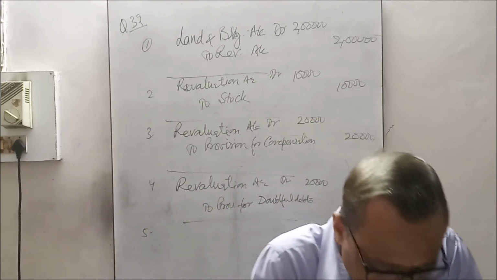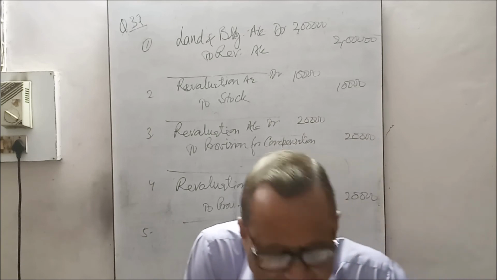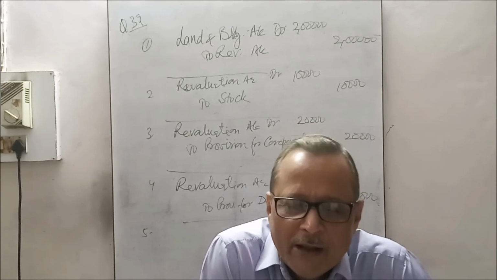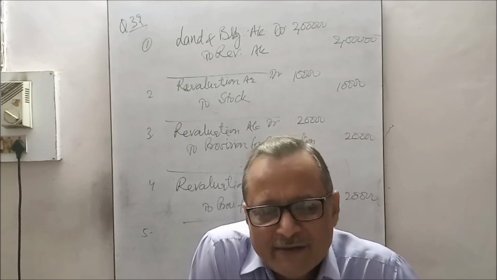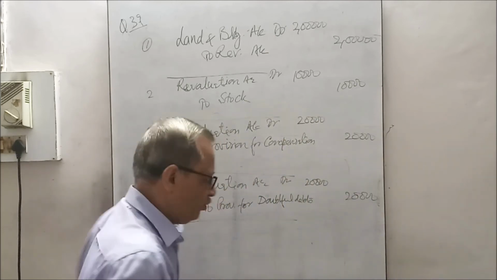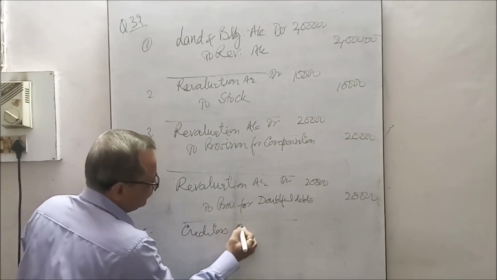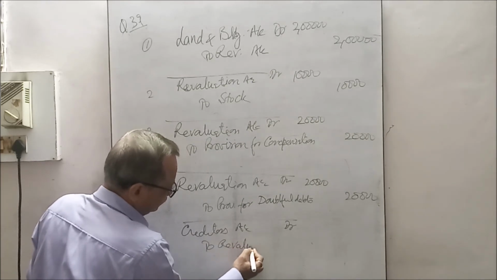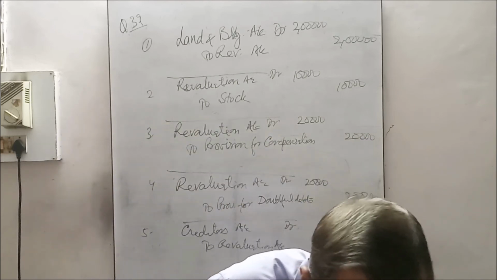Next is creditors include an amount of 10,000 received as commission. When commission was received, the entry should be cash account debit to commission account, but it was recorded as creditors in place of commission. It means in place of income being increased, liability was increased, so the liability should be reduced, that is to be debited. Creditors account debit to revaluation account, the amount is 10,000.